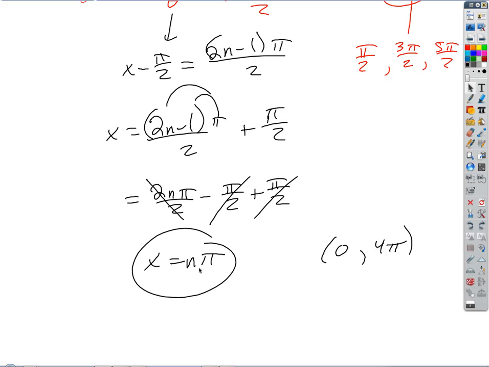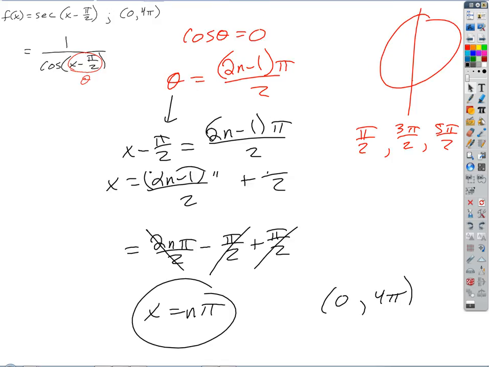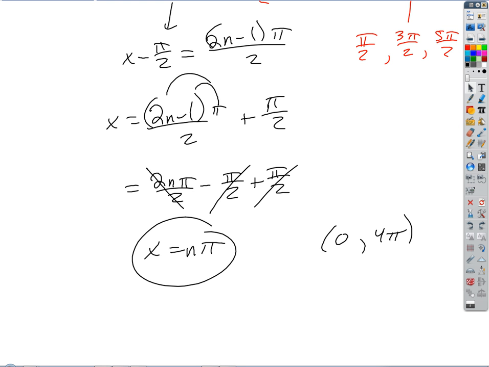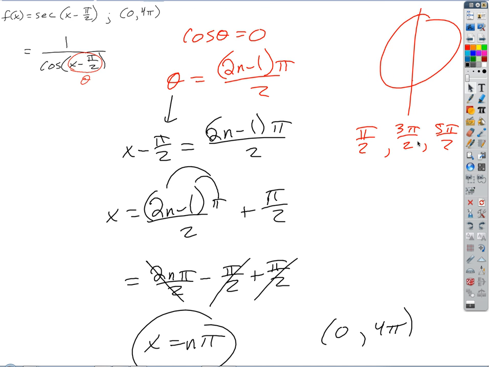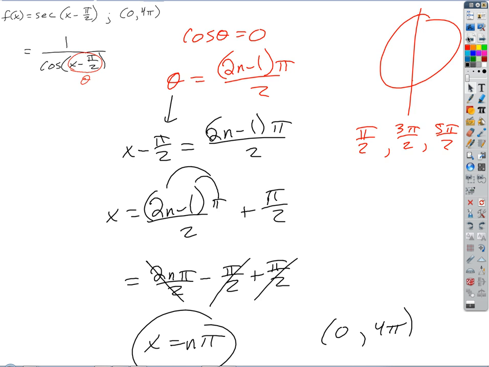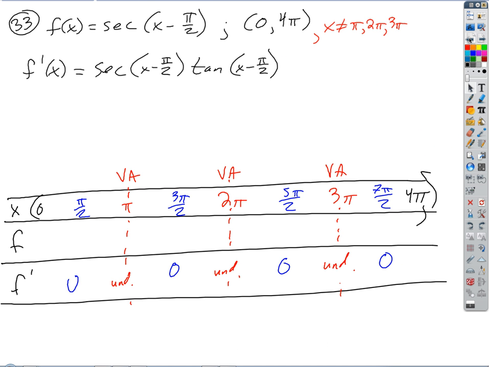When all the dust settled, when we solved for this expression right here, we got the answer x equals n pi, which is convenient. Any integer multiple of pi. And on our interval, that's just going to be pi, 2 pi, and 3 pi. So those were the places where we had vertical asymptotes, right?